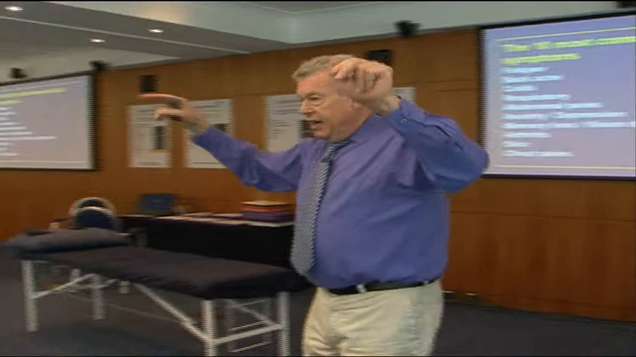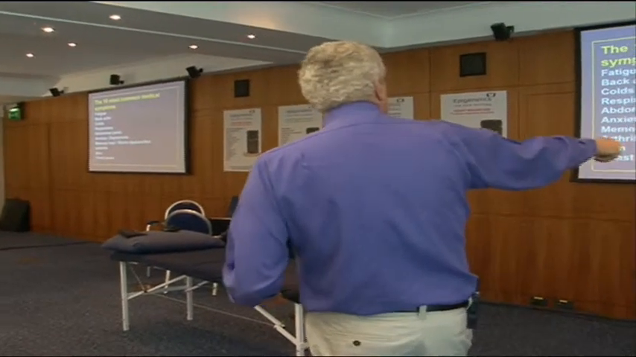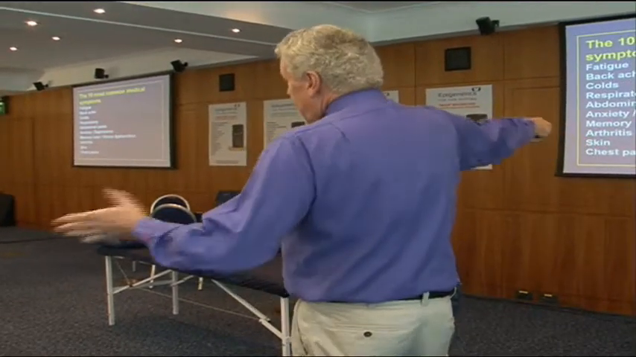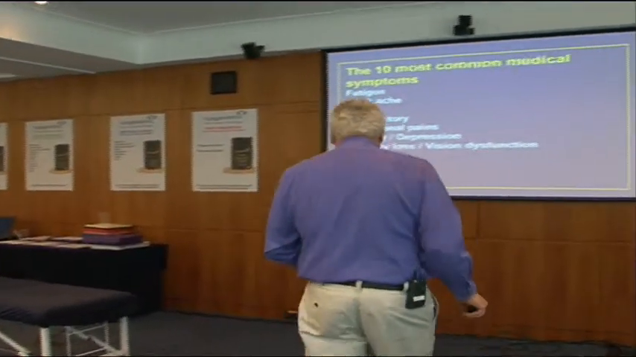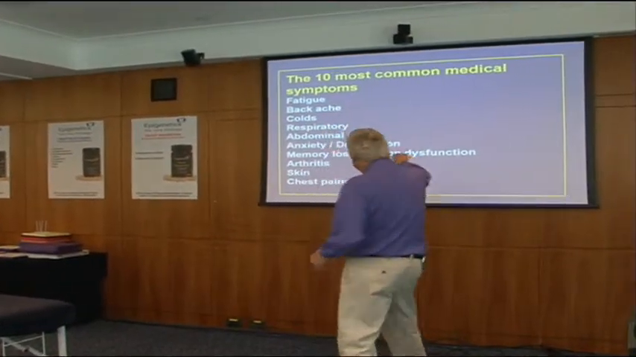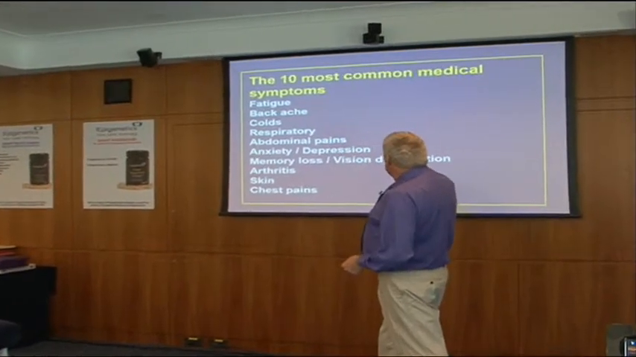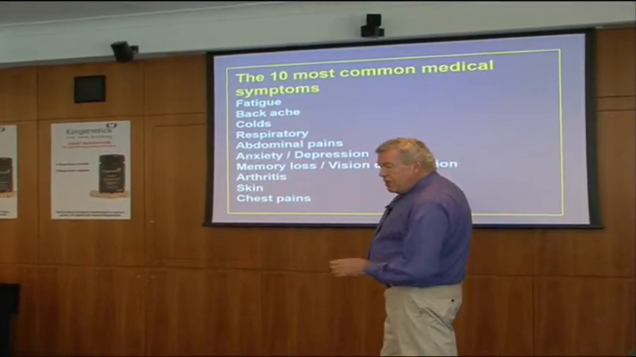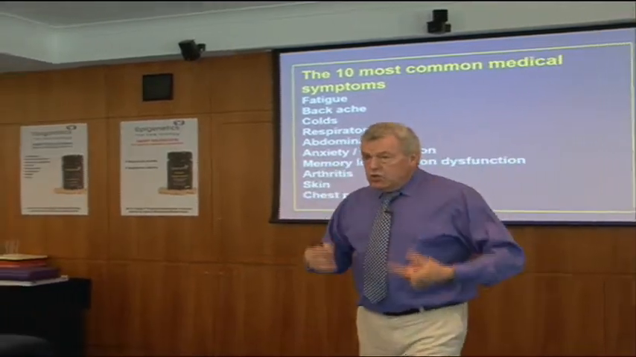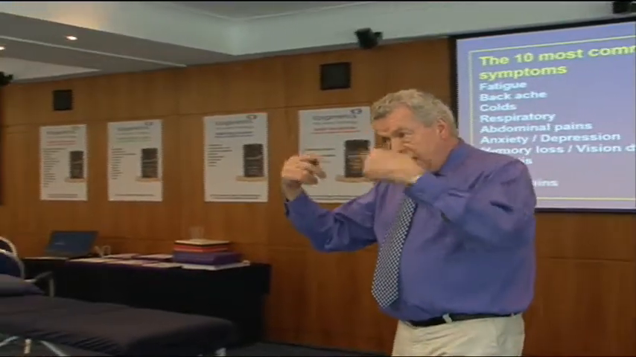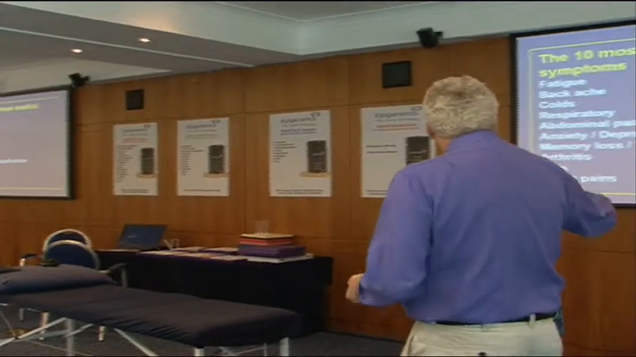The irritable bowel. Okay? Anxiety and depression, big because of the number of medications that are prescribed for this. And memory loss, and with the memory loss I put visual dysfunction, okay, because there's a close connection, because the eyes are considered to be the stalks of the brain. So what goes on in the eyes is going on in the brain.